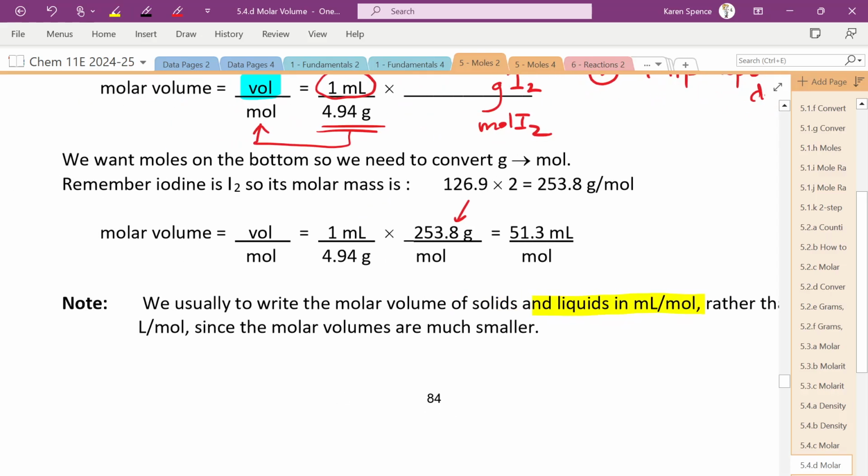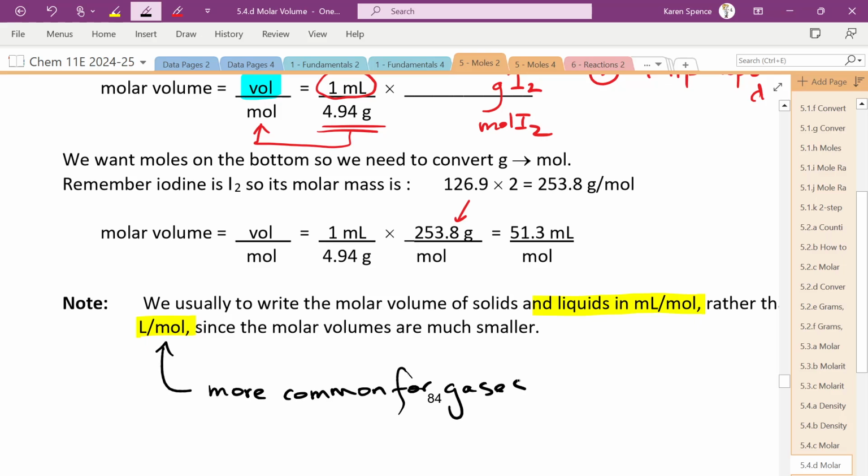Usually gases, this is more common for gases, which is liters per mole. Solids and liquids, milliliters per mole. Is good? Okay.